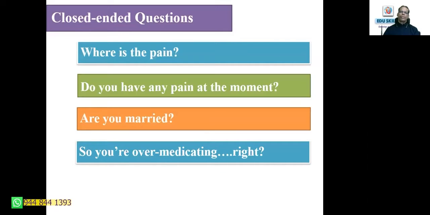Coming to closed-ended questions. Now, where is the pain? Exactly, you are asking for a location. The patient will have to say where the pain is, or show where the pain is. Do you have any pain at the moment? Yes or no? That's why I call them closed-ended questions, and more detailed answers are not expected there. Are you married? Yes or no? Okay, that's a closed-ended question.